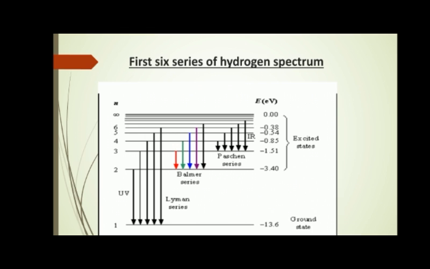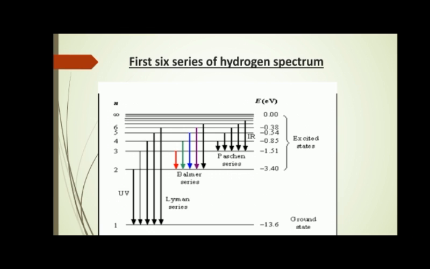Now have a look over the first 6 series of the hydrogen spectrum. Right now you have studied Lyman, Balmer, Paschen. These series are visible here. Children, you can see the Lyman series is observed in the UV region, meaning the ultraviolet region. The Balmer series is observed in the visible region, with different colors; the arrows you can see represent the different radiations. The Paschen series is observed in the IR region.